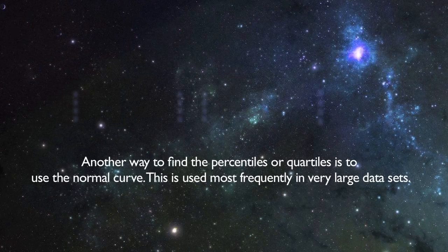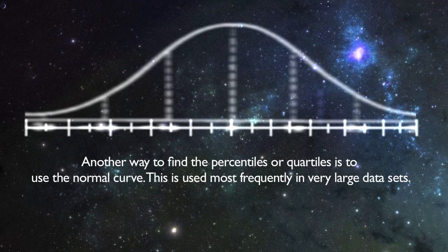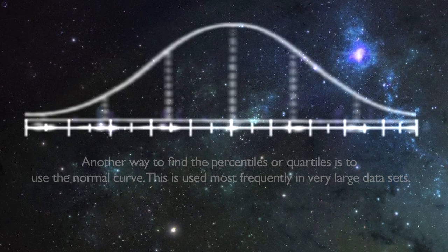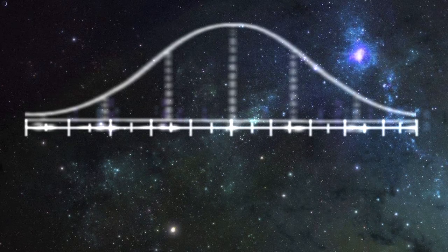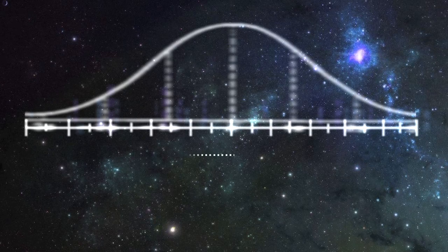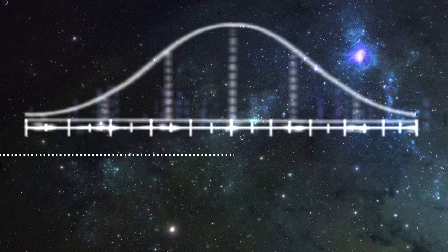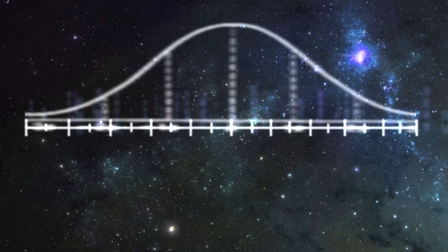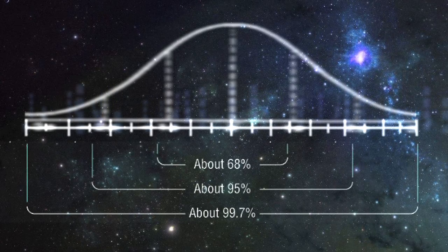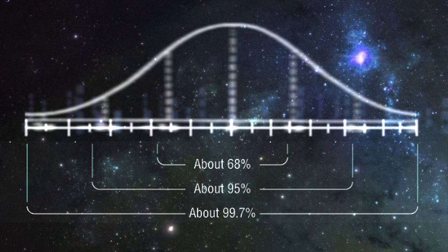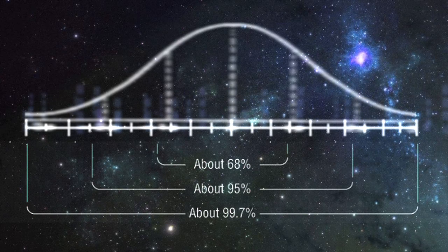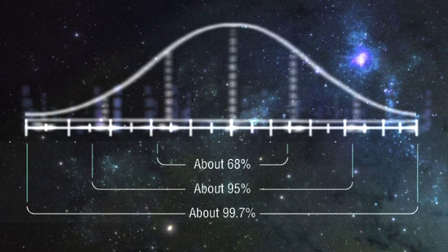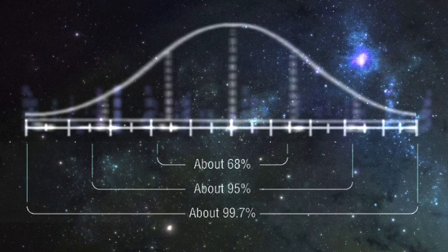Another way to find the percentiles or quartiles is to use the normal curve. This is used most frequently in very large data sets. Why? Because if you have 10,000 pieces of data and you wanted to find the percentile at a given value, it's not practical to count all the scores below that value. It is much more reasonable to use the previous methods when you have scores of 100 or less. If you have more than this, it's easiest to find the mean and standard deviation for the data, draw out the normal curve, and compute the z-score, and then find the percentile, or percent of scores below a given score. You would then look up the value using the z-score table.